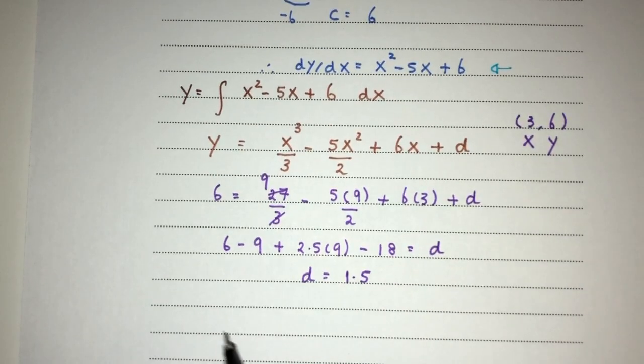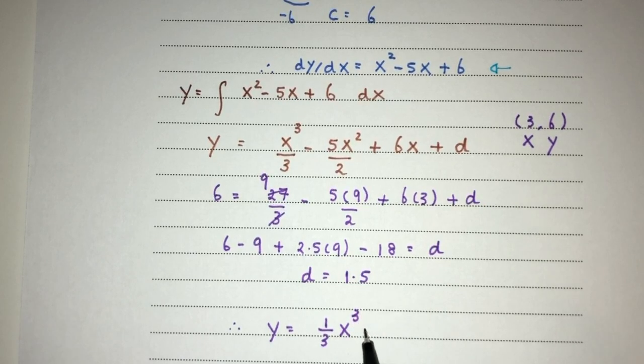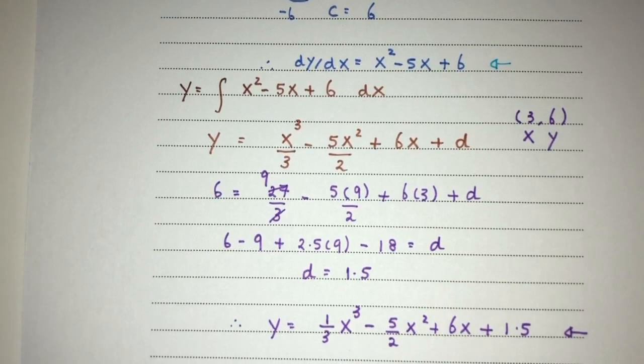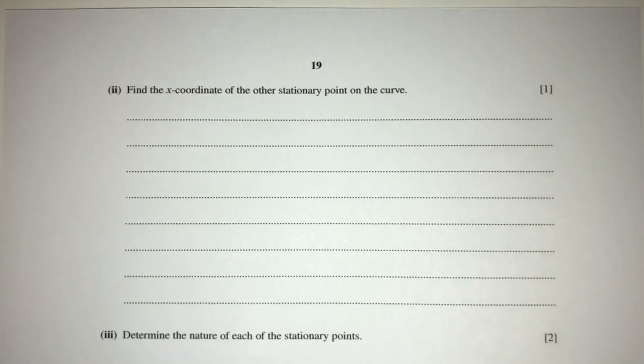Okay, so that will be your answer right here. Y is equal to 1 over 3 x power 3 minus 5 over 2 x squared plus 6x plus 1.5. So this is your equation of your curve. That is for part 1 of the question. Now let's move on to part 2.